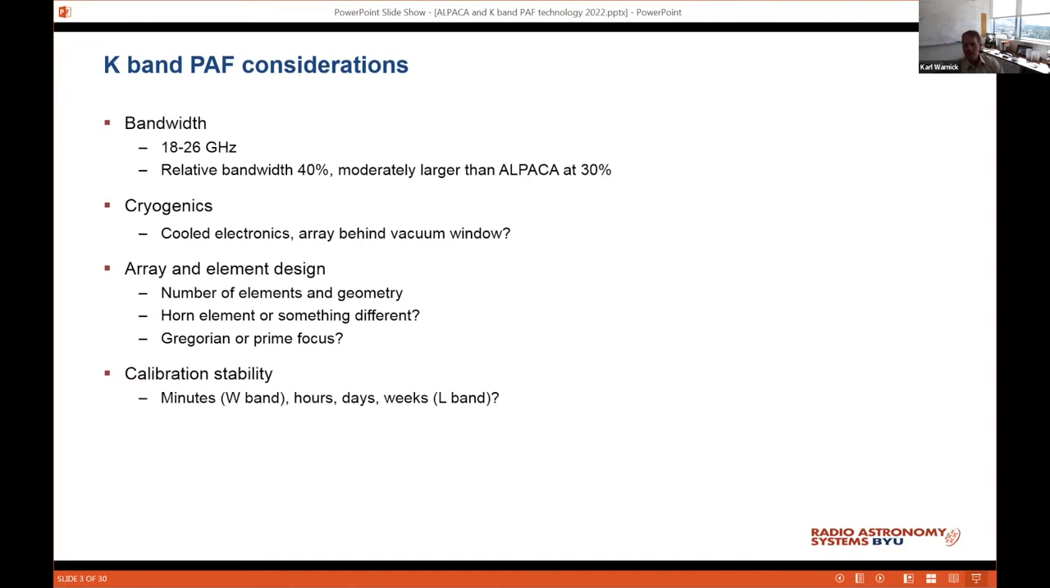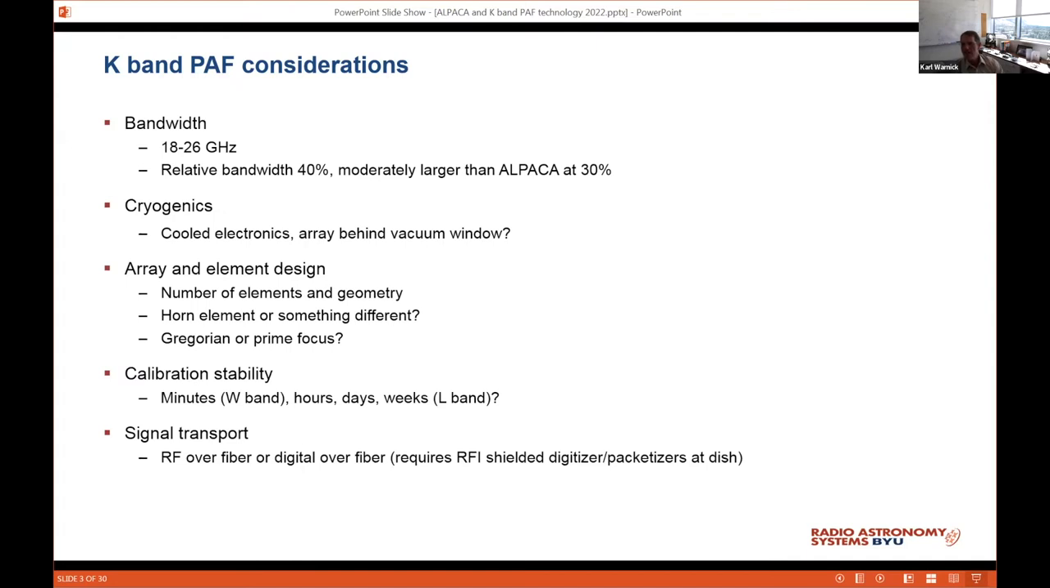A big issue is calibration stability. I have a couple of slides on a millimeter wave phased array feed that was briefly tested on the GBT, and that raises an issue with calibrating the beamformer weighting coefficients for a K-band array. Is it more like L-band where things work great, or more like W-band where there's a significant challenge? Signal transport, Kevin already alluded to the basic question there. Do we digitize at the dish and reduce the aggregate number of fibers? If we packetize all the bits, we might be able to use just a few fibers, whereas with RF over fiber, we need something more on the order of the number of array elements and polarizations.